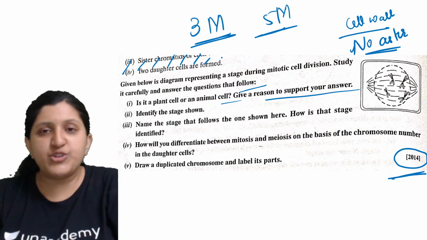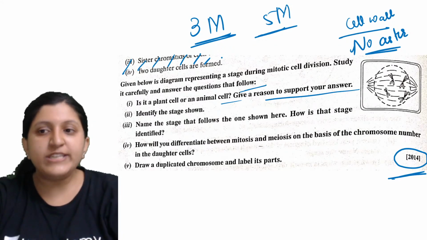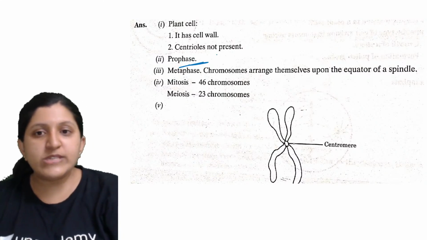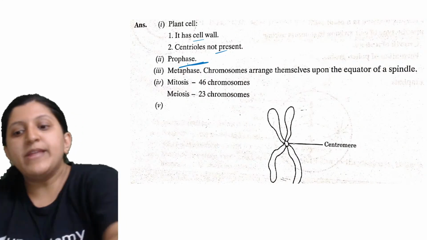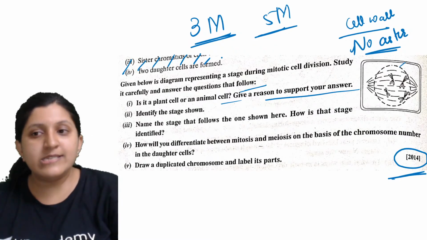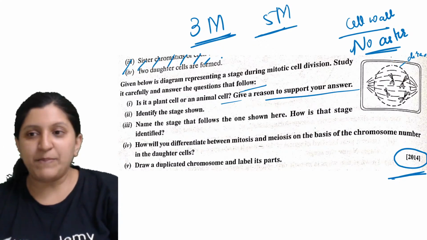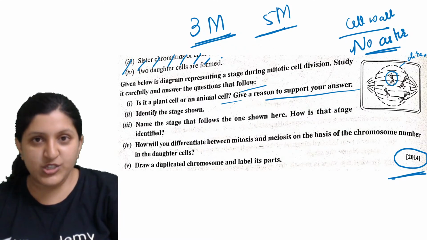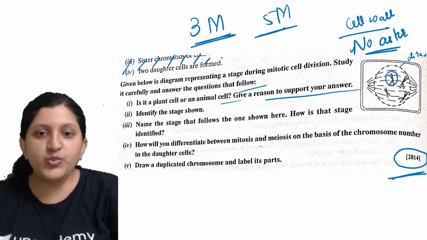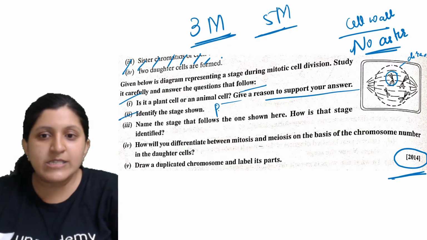Now identify the stage shown. What is this stage? Whether this is prophase, metaphase, anaphase or telophase. This is the first stage itself, that is prophase. Centriole is not present, it is having a cell wall. It is prophase because you can see the nuclear membrane is disappearing, the nucleolus has already disappeared, the chromatin fiber has condensed to form chromosomes, and there is a perfect spindle fiber formation. So this is the plant cell, and this one is prophase.